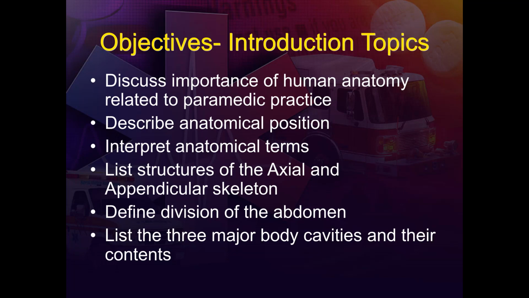So our goal is to identify the terms anatomy and physiology, and to identify the anatomical position and anatomical terms that are used with it, basically applying the first stages of our medical language. We'll define divisions of the thorax, the cranial cavity, and the abdominal cavity, and we'll identify the major membranes associated with each of those structures.